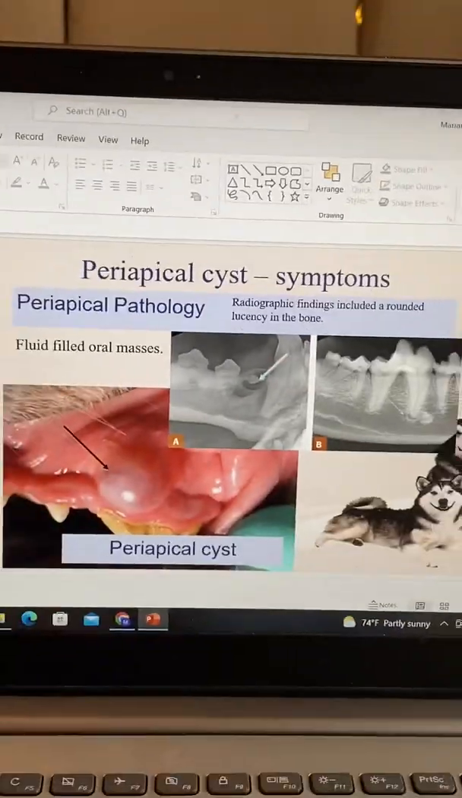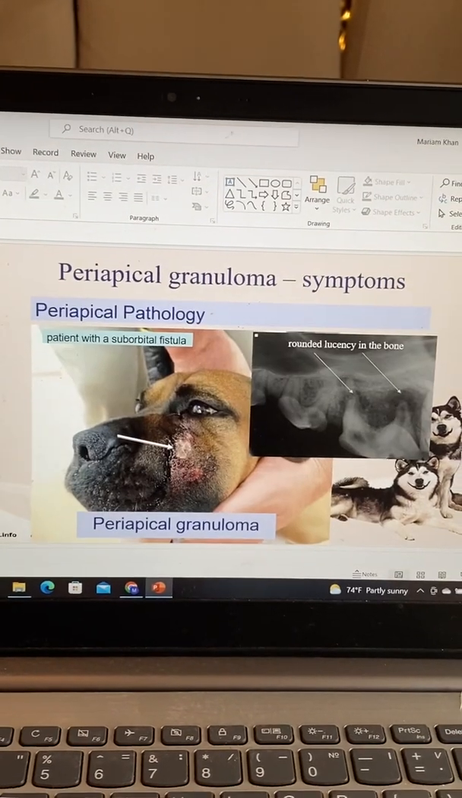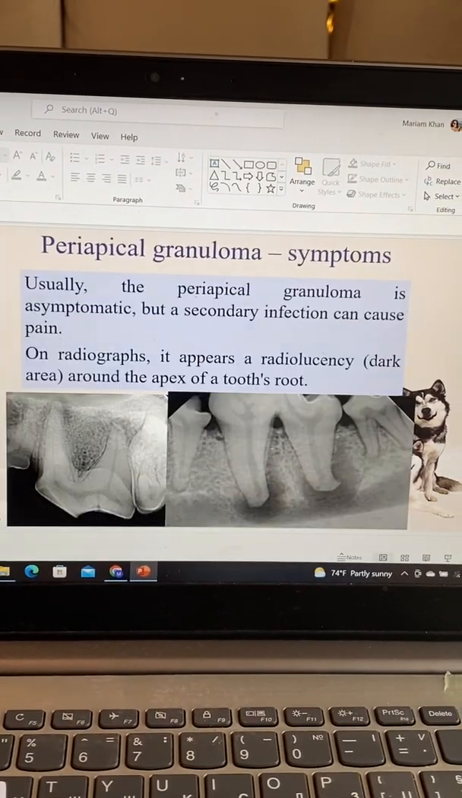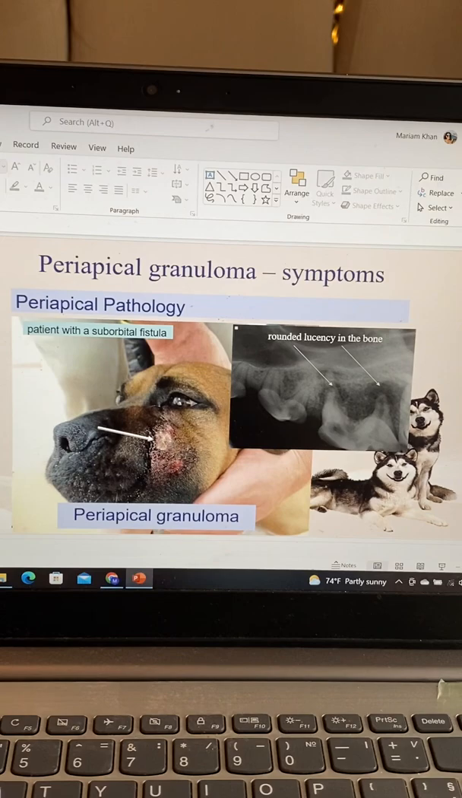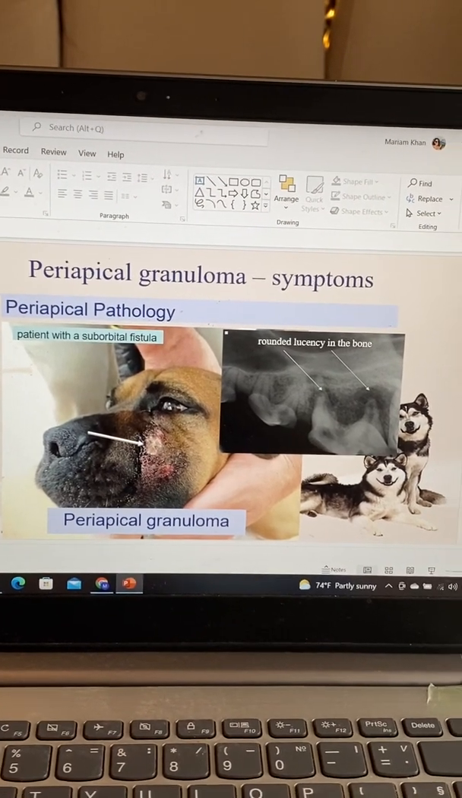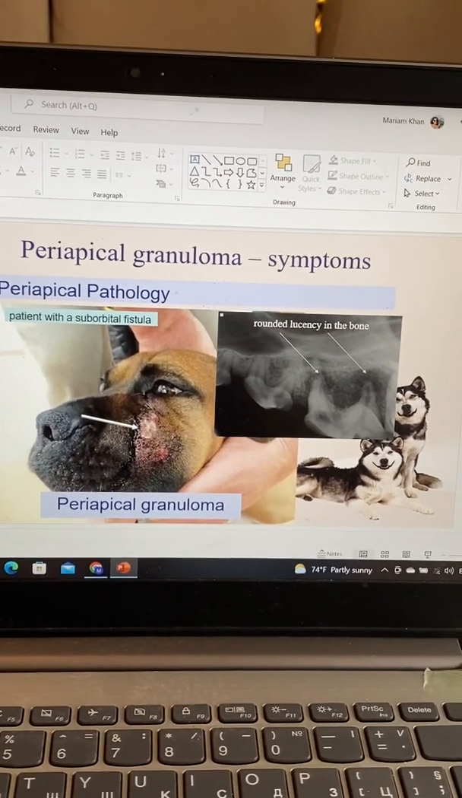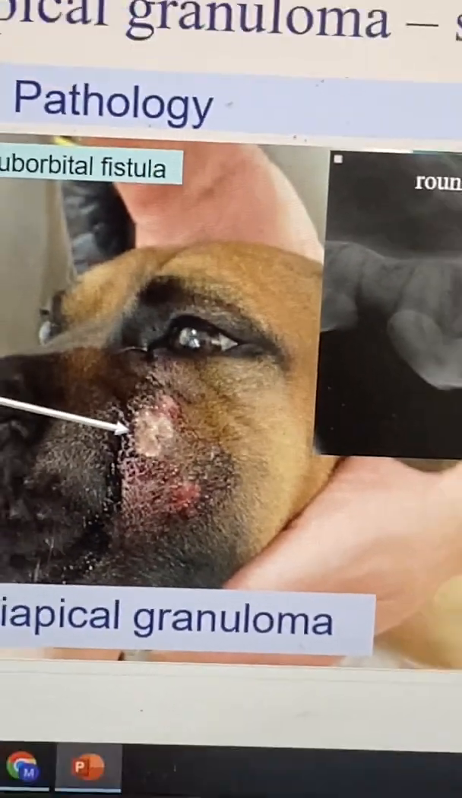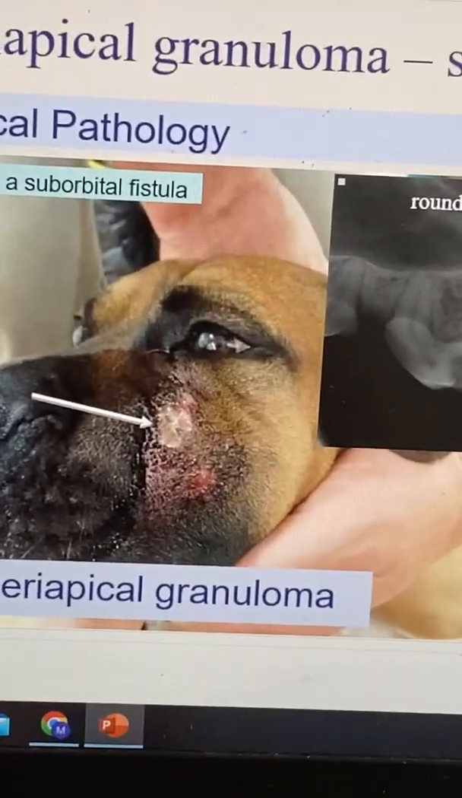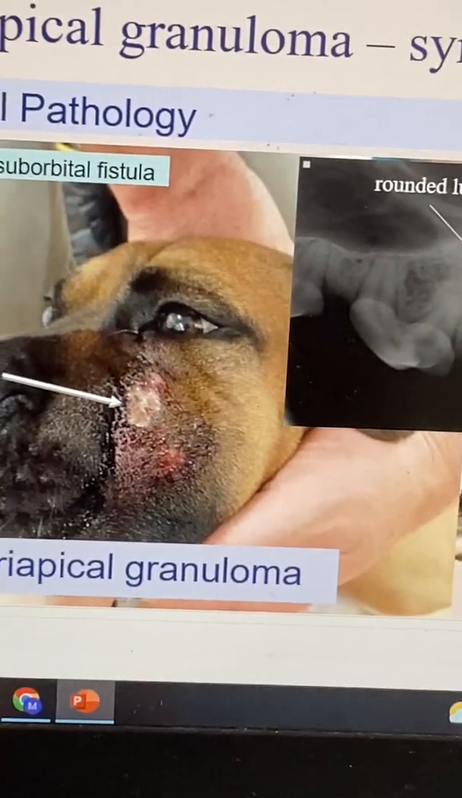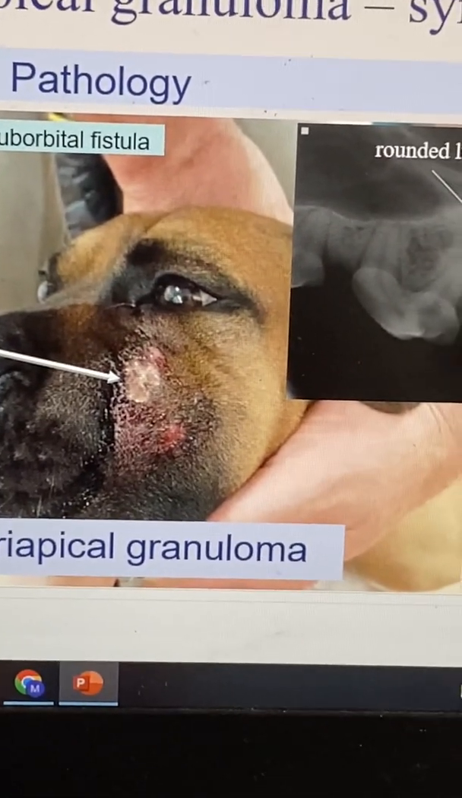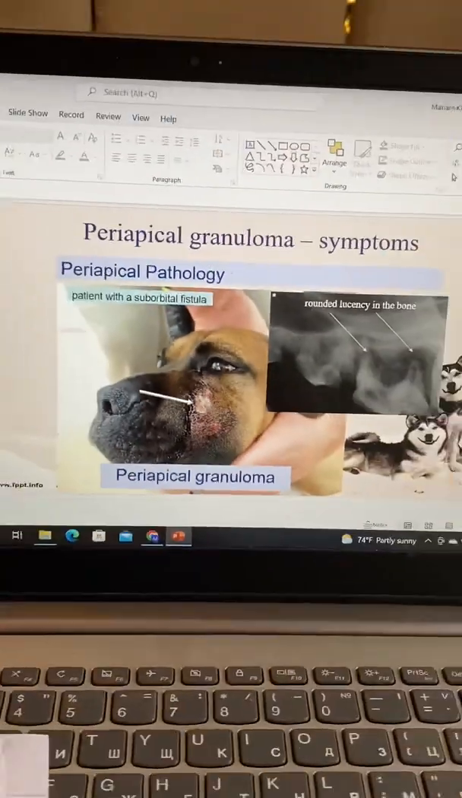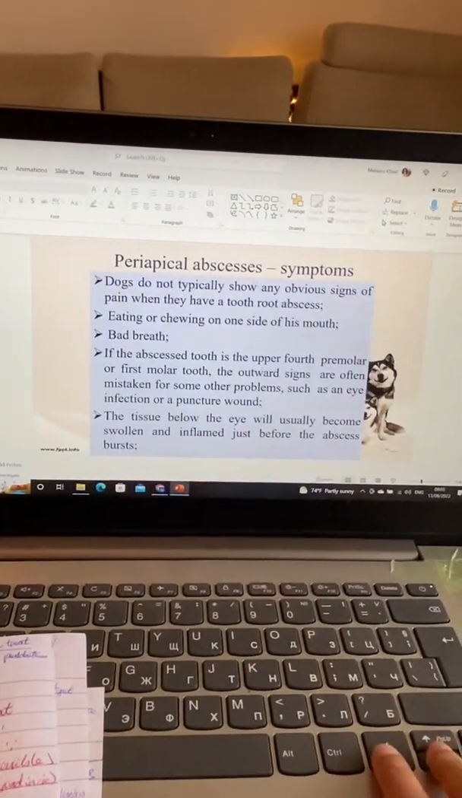Next, we have periapical granulomas. Let me find one. Yeah, I think I'll use both of these actually. What happens is a secondary infection has led to some pain. For example, here we have a fistula forming. Although it looks like it's under the eye, like there's been an injury to the eye, and that's usually the mistake owners make, it's actually from the tooth.